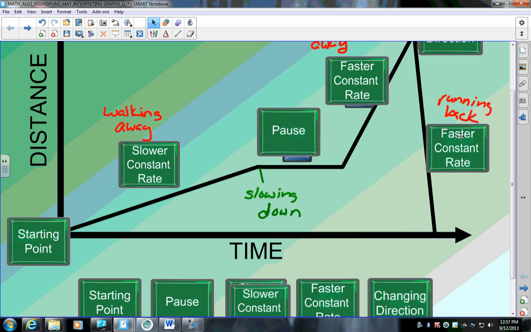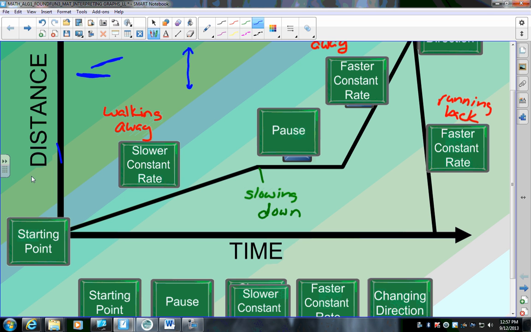For some people you're saying, well, what is steep? Steep means more vertical. The more vertical your line is, the faster you're going. If you're going more horizontal, horizontal is stopped. So if it's only at a little bit of an angle, that means you're going slower.